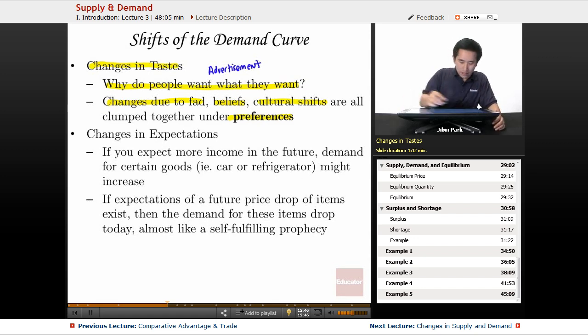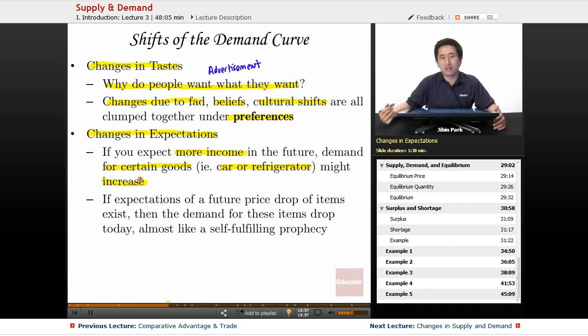Another way would be through changes in expectations. So if you expect more income in the future, then demand for certain goods, for example, a car or refrigerator, might increase. So this is very similar to the idea of an increase of income leading to an increase in demand. Increase in the expectation of income. So let's say you're projecting that you're going to get a job promotion, or let's say you do, and you're going to get a bonus, then your demand for certain goods, normal goods, is going to increase here.